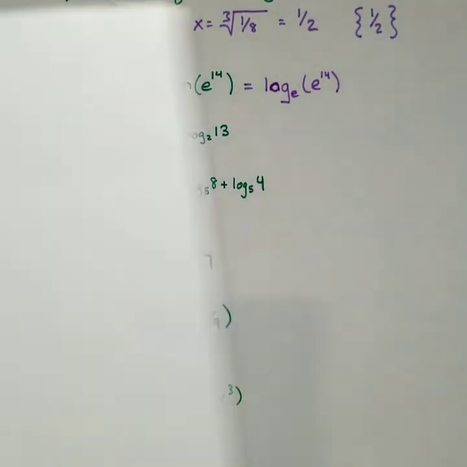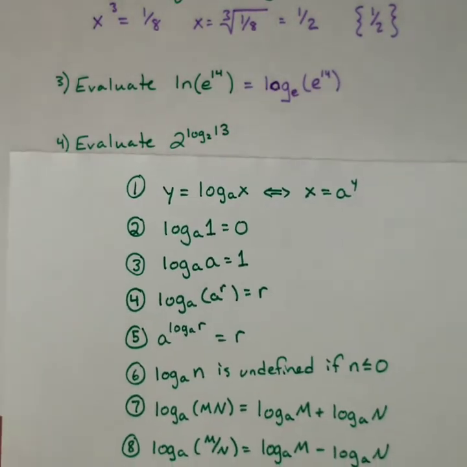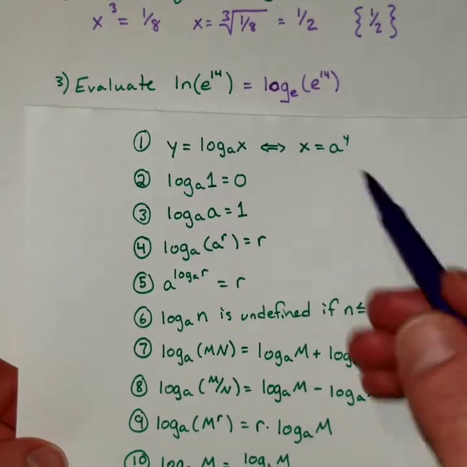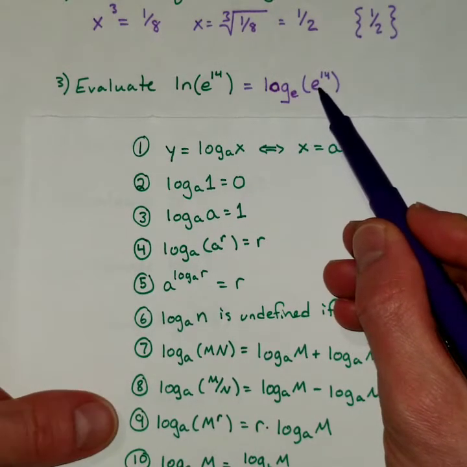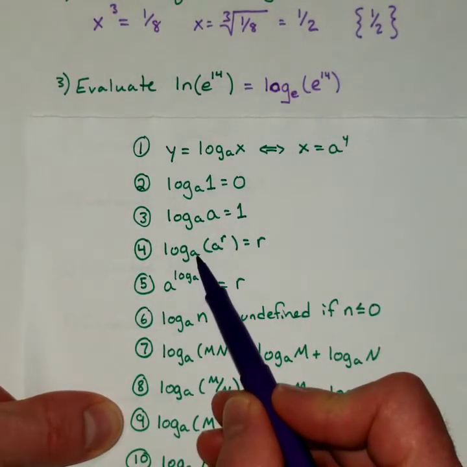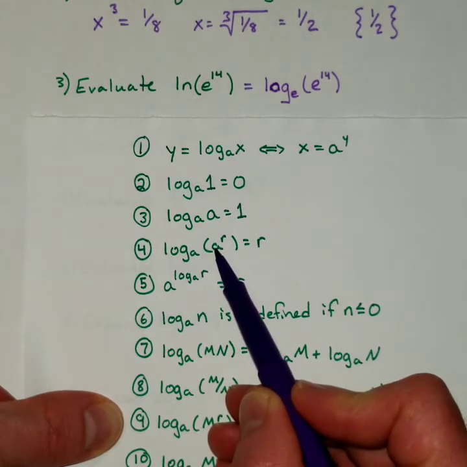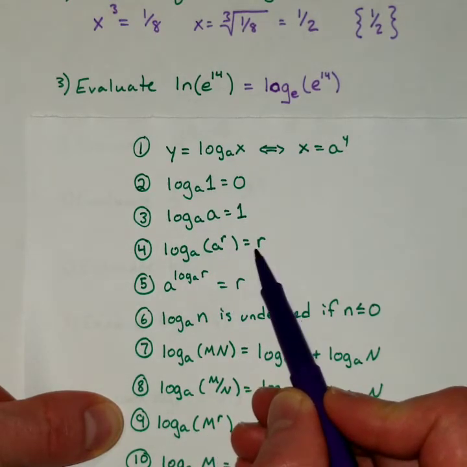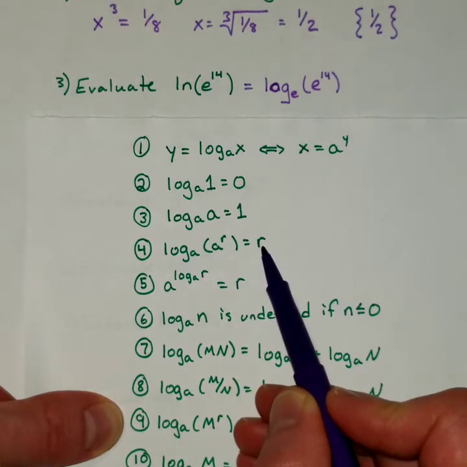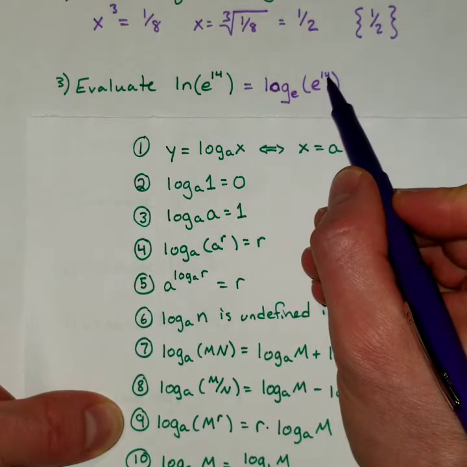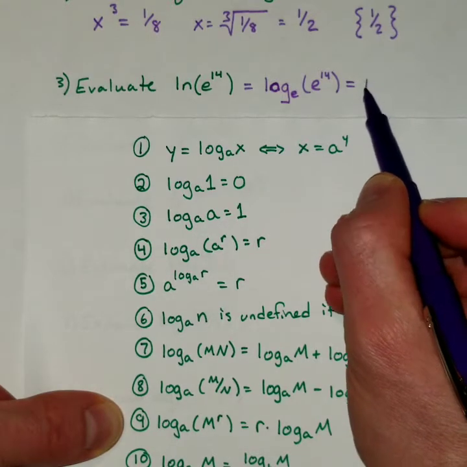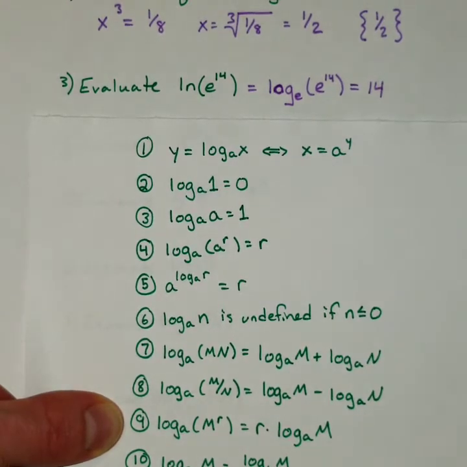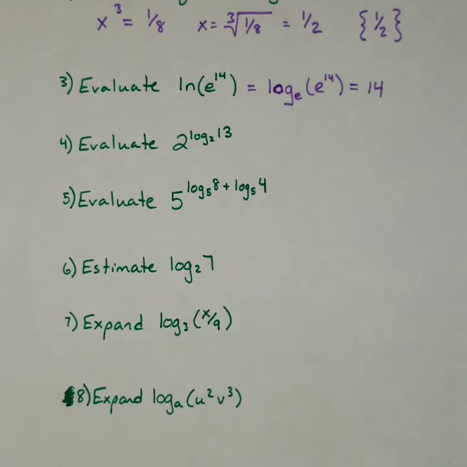And so if you look at our property list, this does match up because the base on the log and the base in the argument are the same, just like they are here on property 4. And so the answer then is just the exponent. And so here 14 is the exponent, so according to property 4 the answer is 14. Okay.